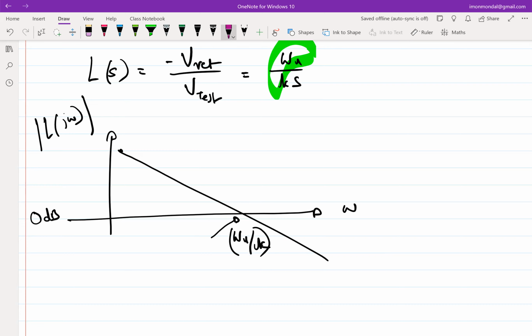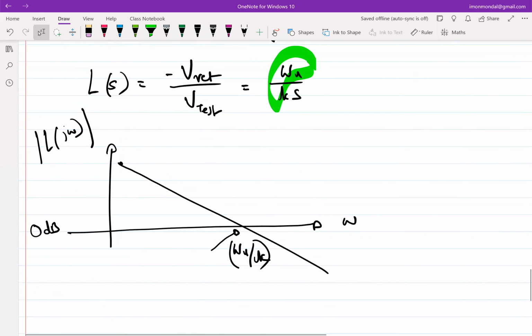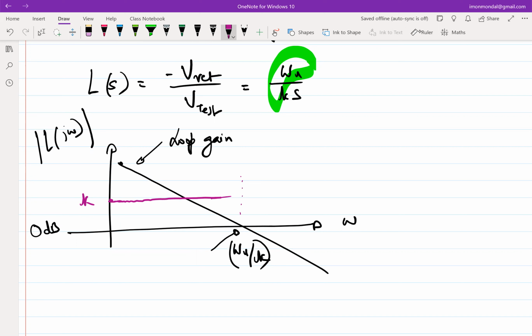And now what I'll do is plot this closed loop V naught over Vi on top of this plot. So let me just mark it. This is the loop gain. And what is the closed loop gain? This will be k, or 20 log k, and it will be constant till omega u over k, and after that it will go down at the rate of 20 dB per decade. So this slope is minus 20 dB per decade. This slope is also minus 20 dB per decade.